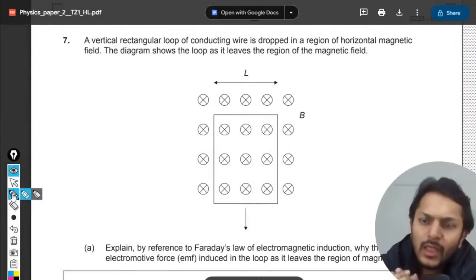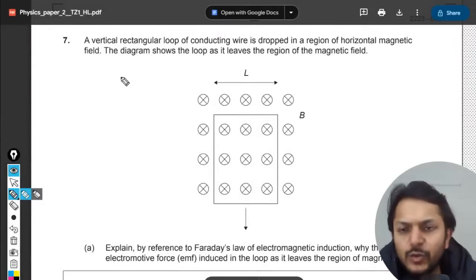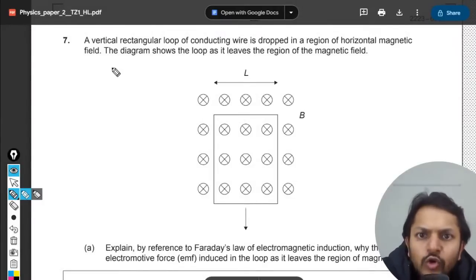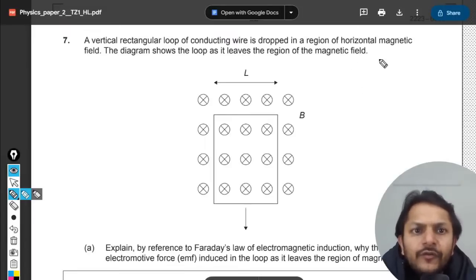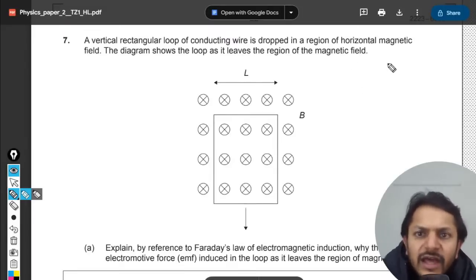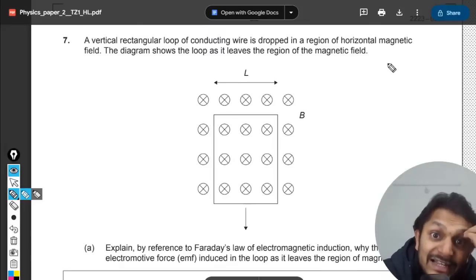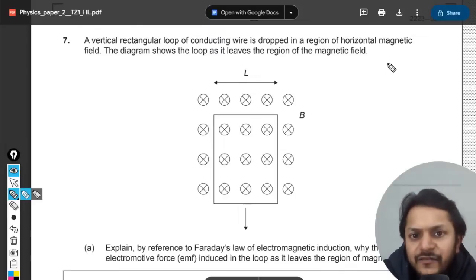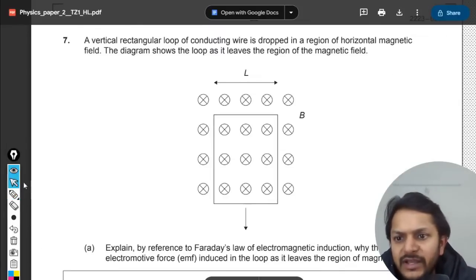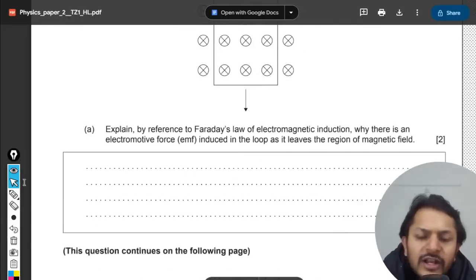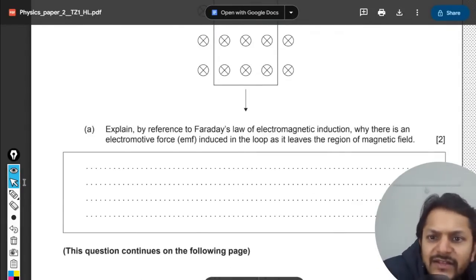Okay, dear student, let us see what is there in this question. A vertical rectangular loop of conducting wire is dropped in a region of horizontal magnetic field. The diagram shows the loop as it leaves the region of the magnetic field. Explain, by reference to Faraday's law of electromagnetic induction, why there is an electromotive force induced in the loop as it leaves the region of magnetic field.